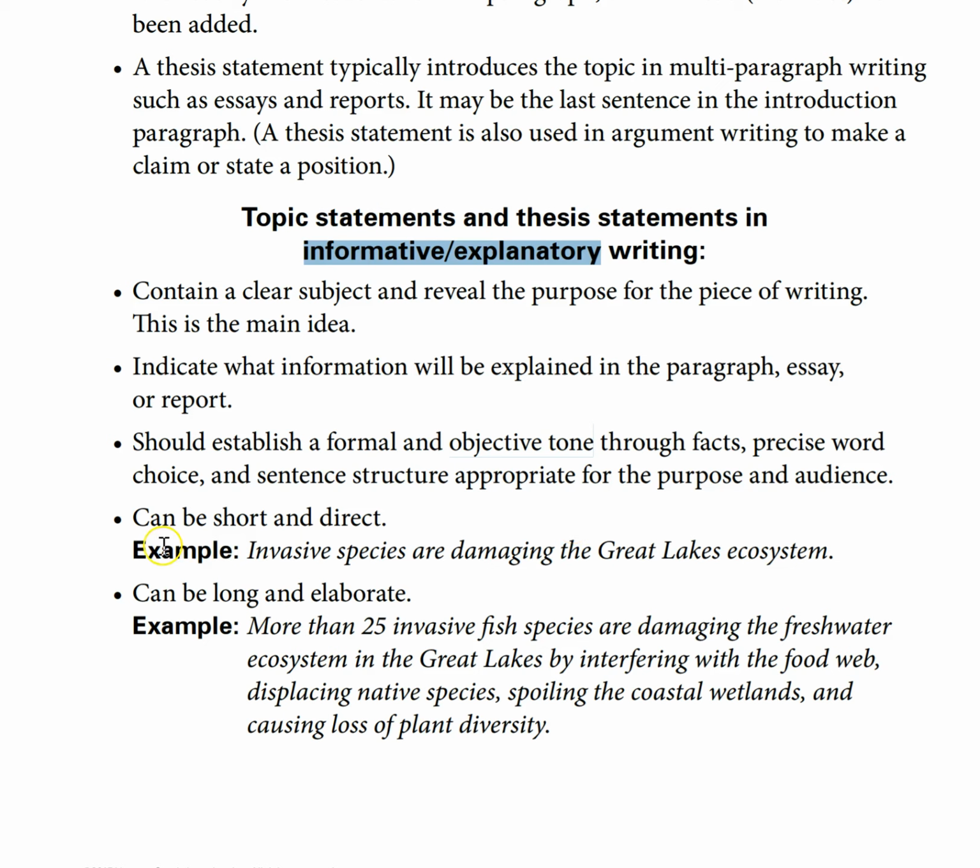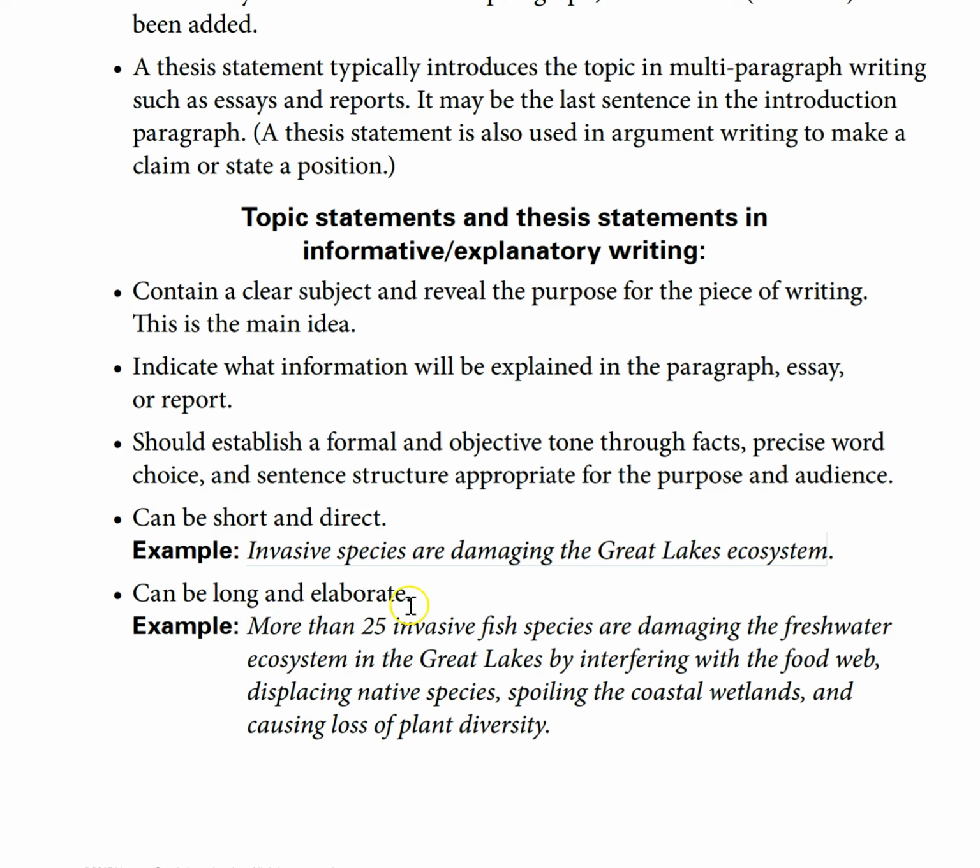Okay. So a thesis statement or topic sentence can be short and direct. An example of a short and direct topic sentence: invasive species are damaging the Great Lakes ecosystem. Okay, so here we're not joking around. It's just telling us, what are we learning about invasive species? So invasive species is the topic. The main idea is they're damaging the Great Lakes ecosystem.